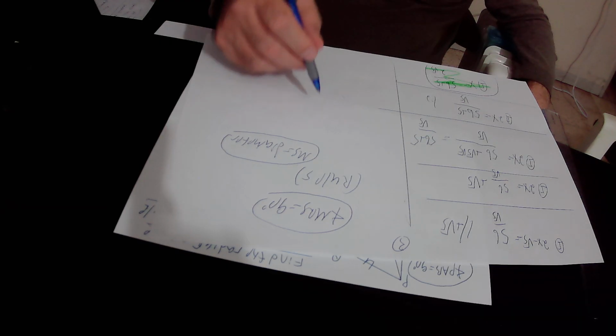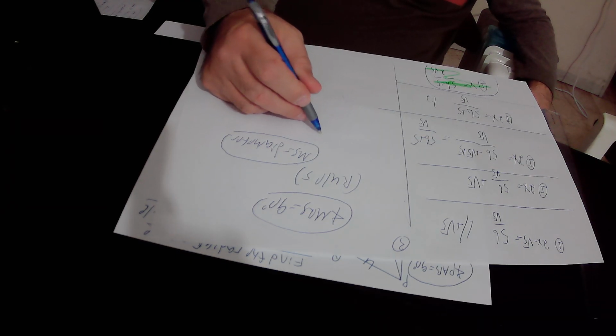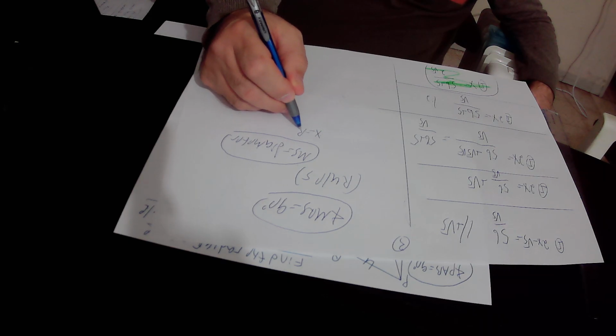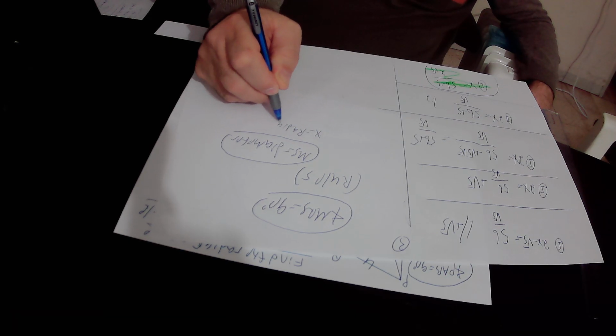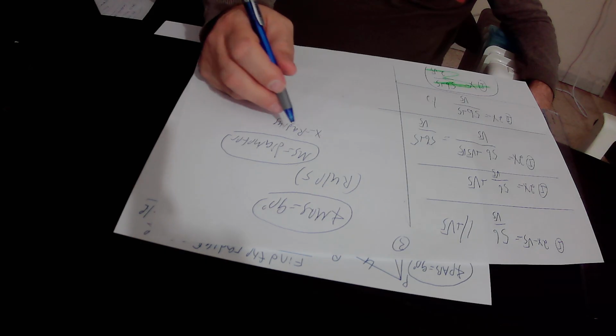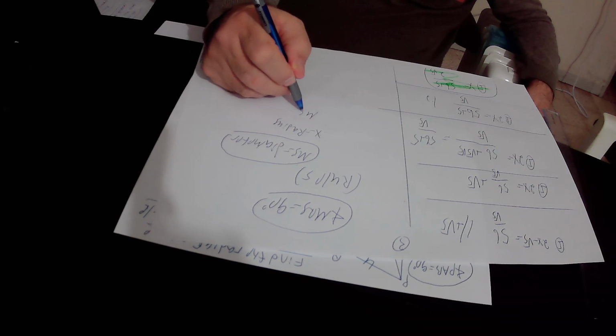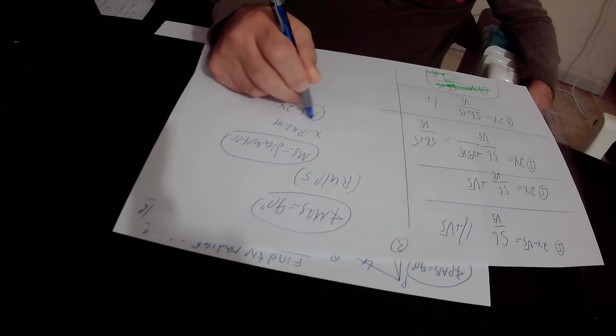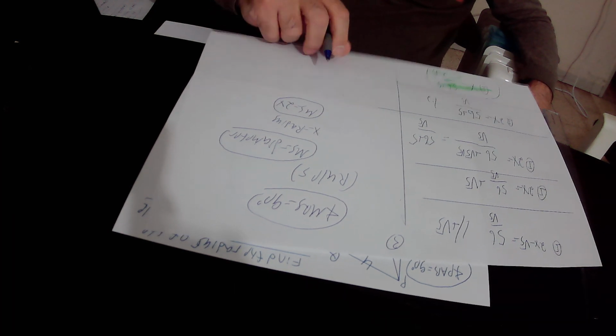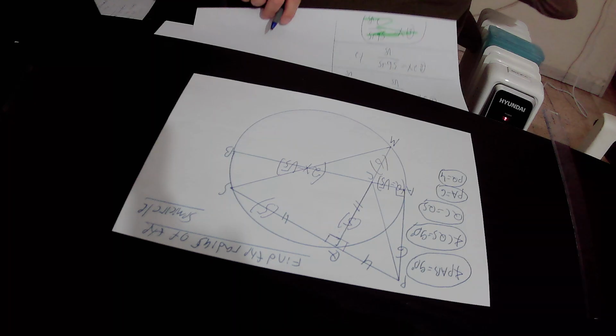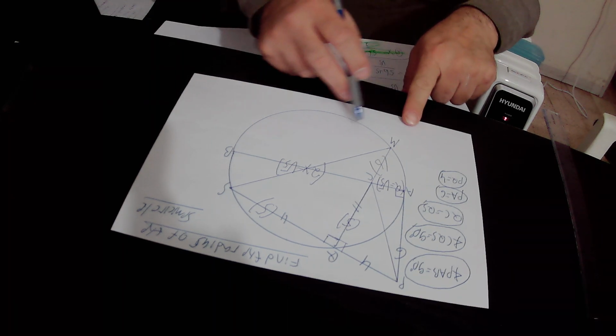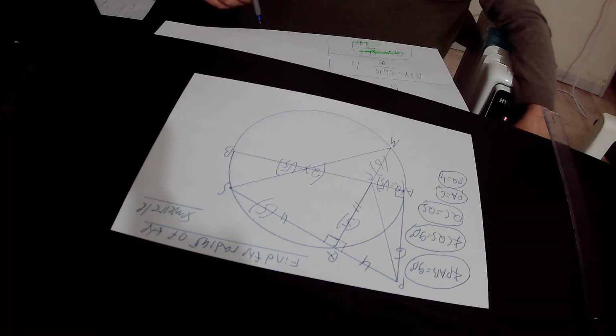If we define the radius of the semicircle as x, then x is the radius of the semicircle, according to our definition. Therefore, the diameter MS must be equal to 2x. MS equals 2x. Here the diameter MS equals 2x. It is twice as long as the radius.